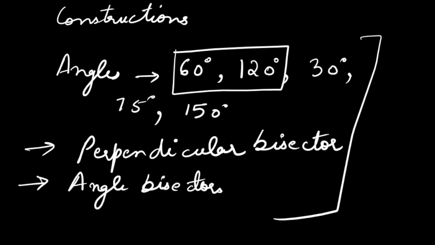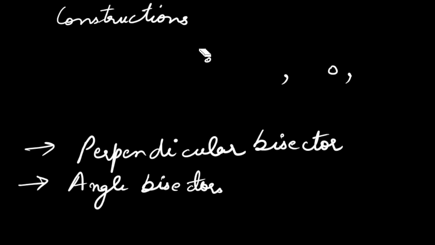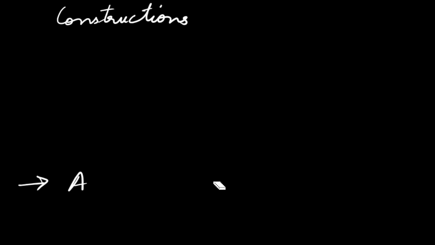See, till now what we have learned? We have learned how to draw angles of 60 and 120 degrees, and also we have learned how to draw perpendicular bisectors. See, for perpendicular bisector, once again, because in that application I am not able to write anything, so here I'll just explain perpendicular bisector to you.